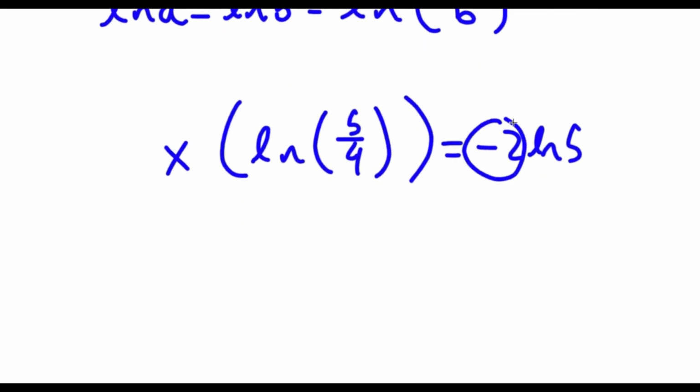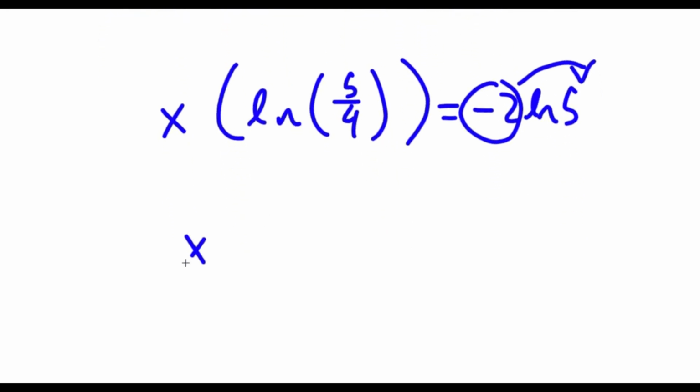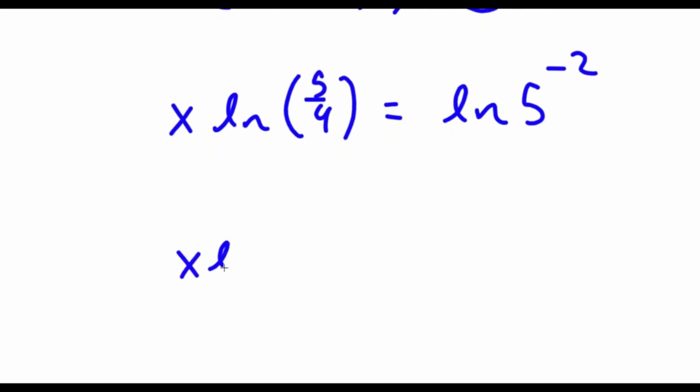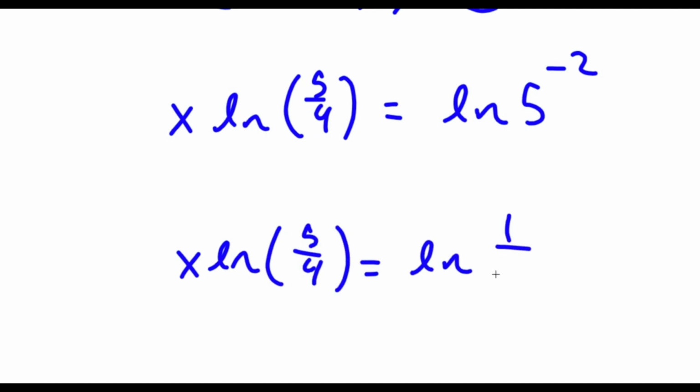Now I can move this negative 2 to the front of the 5. So now I have x times ln 5 over 4 is equal to ln 5 to the power of negative 2. Now 5 to the power of negative 2, that's the same thing as 1 over 25. So now this is equal to ln 1 over 25.